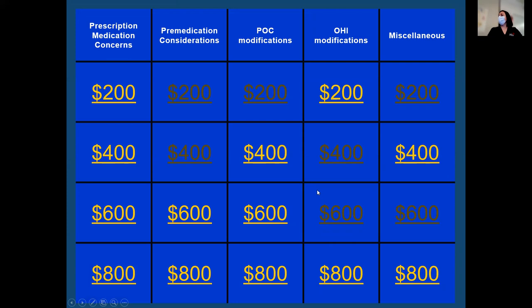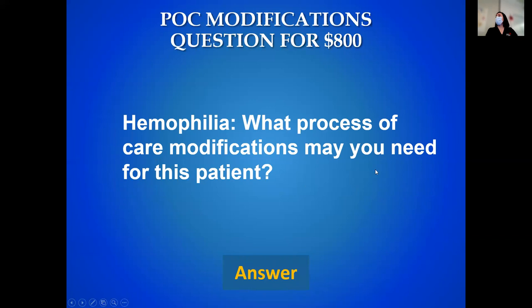I want to do POC modifications. Okay, tricky one, hemophilia. Not that we talked very much about blood disorders, hemophilia. What process of care modifications might you need for a hemophiliac? When you actually have them in your chair for treatment, anything for somebody who bleeds a lot?